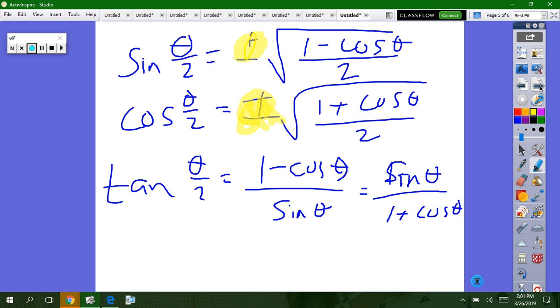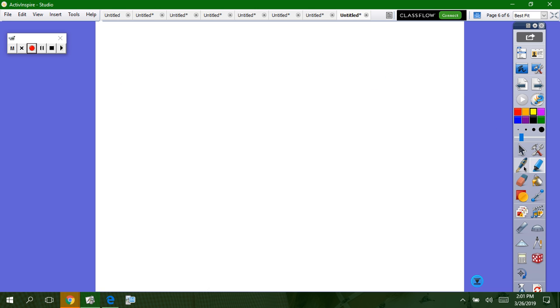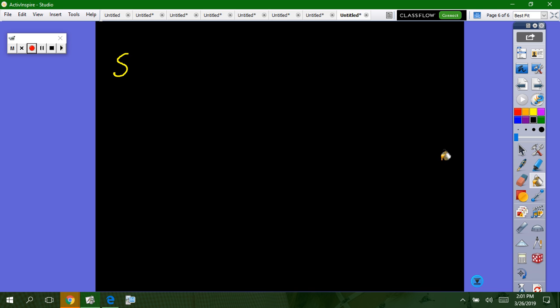So let me give you an example. I would like us to find, oops, I don't like that color. Sure, we're going to go black. Did I ever do this with you guys yet? What about sine of 15 degrees? Is that something I could do on my calculator? Yes. But could I get an exact answer?